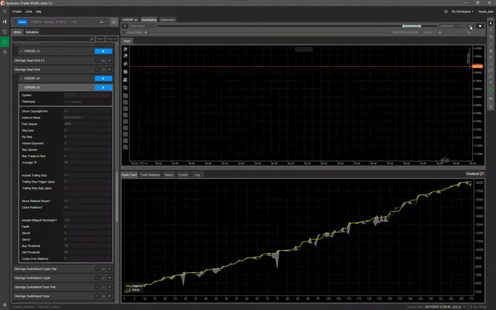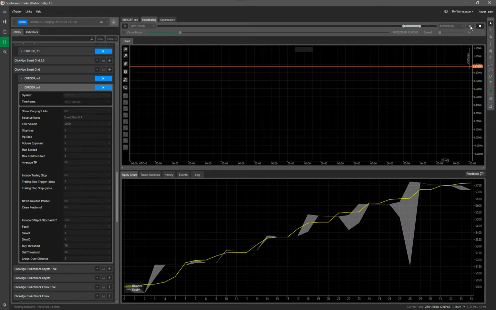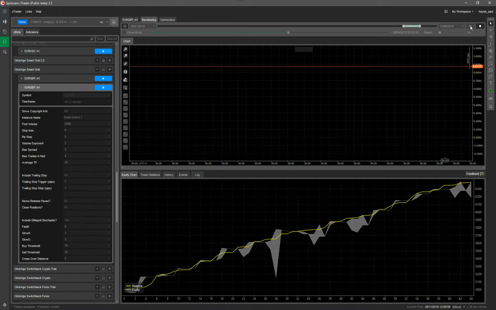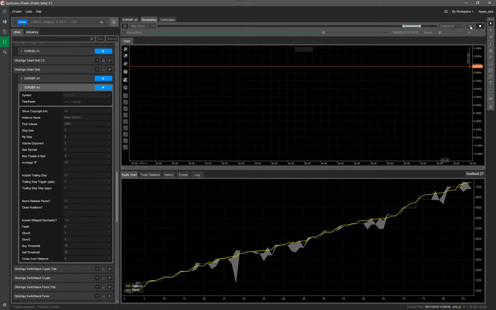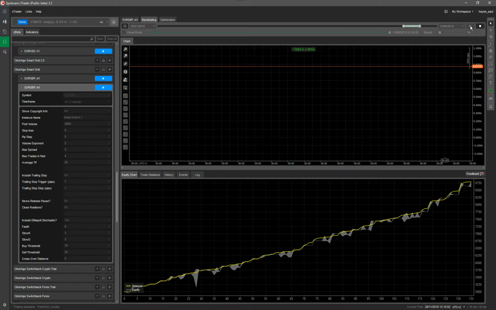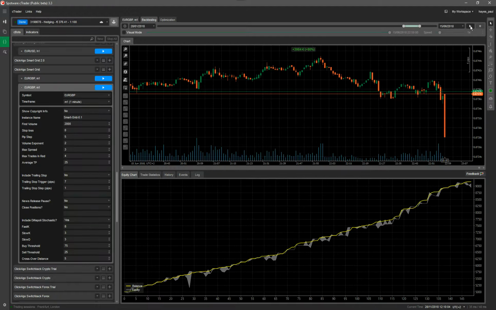I'm going to run this again because I wanted to show you the higher the volume exponent, the higher the returns, the higher the risk, and the higher the potential drawdowns. So if you want to start off using this trading robot, use a very low value. Don't use a higher volume exponent. Start with something like 1 and then go to 1.25 and then 2.